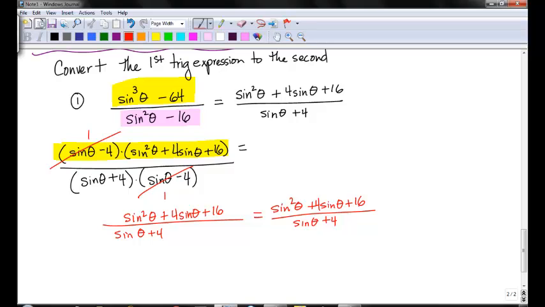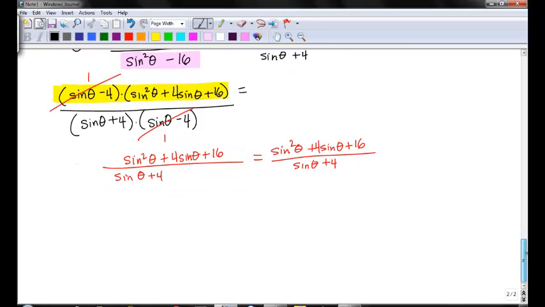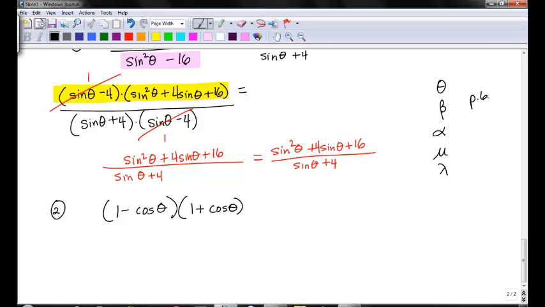Okay. Second example. Okay, say I give you the quantity 1 minus cosine of theta times the quantity 1 plus cosine of theta. And by the way, they're going to use all the angles that we talked about in the first chapter. Like they're going to use thetas, they will use betas, they will use alphas, they will use mu, they will use lambda. Remember, those are all on page 16 if you need to go back in your book. That gets you ready for all the fraternities and sororities over there. Okay? And say this equals sine squared theta.